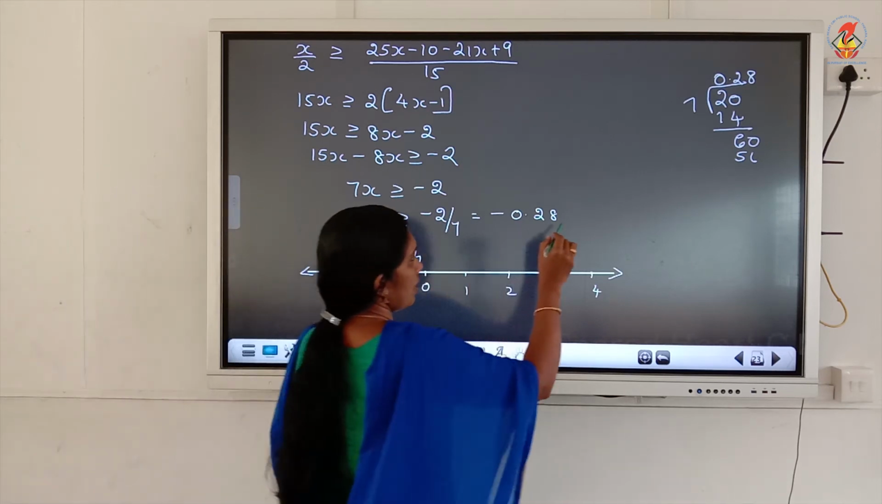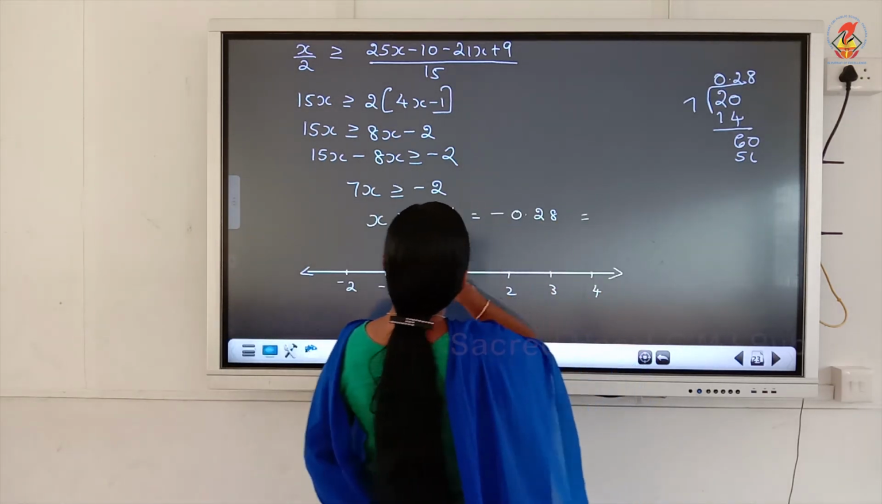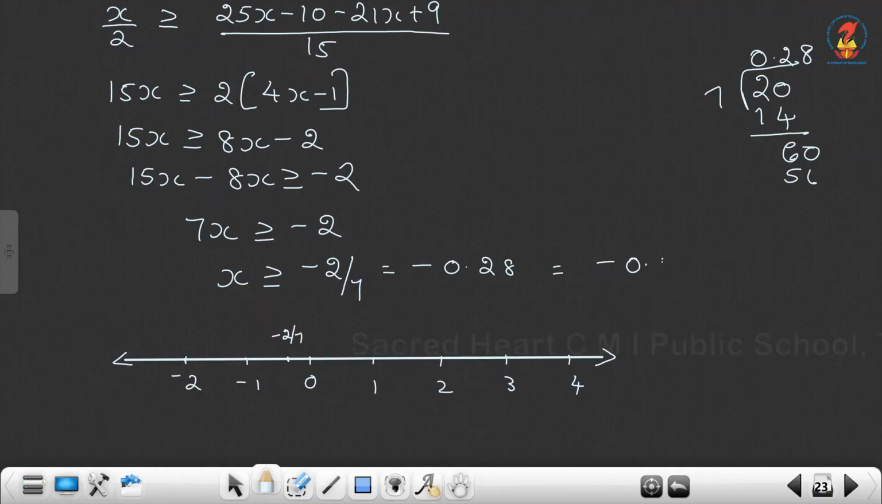Now the solution region is greater than or equal. So −0.28 to infinity. And this point is closed. Right, open interval. So darken this point and the right hand side.